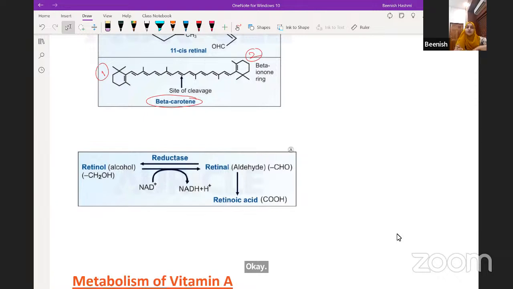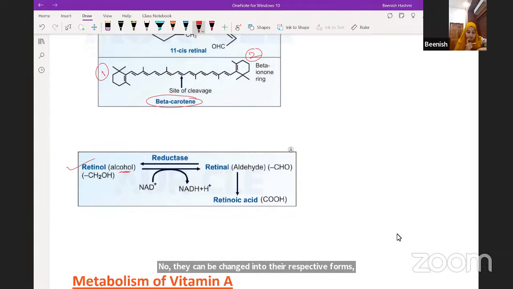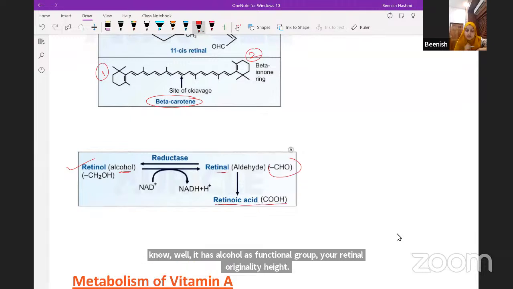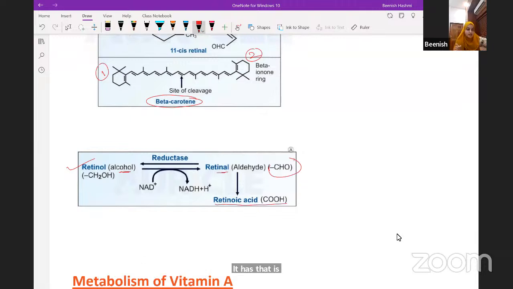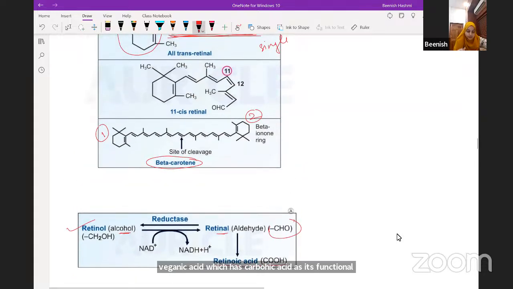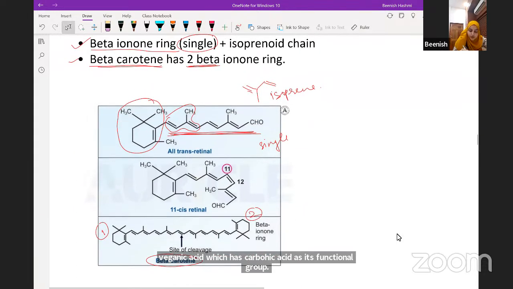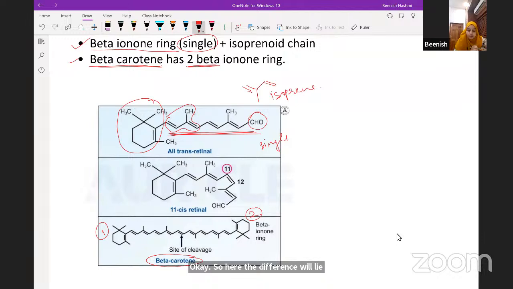Now they can be changed into their respective forms. Your retinol has alcohol as its functional group. Your retinaldehyde has CHO, that is aldehyde, as its functional group. And your retinoic acid has carboxylic acid as its functional group. Okay. So here, the difference will lie here. So this is what you can see, it is retinol, that is retinaldehyde. If you replace it with COOH, it becomes retinoic acid. Similarly, if you replace it with alcohol OH, it becomes retinol.